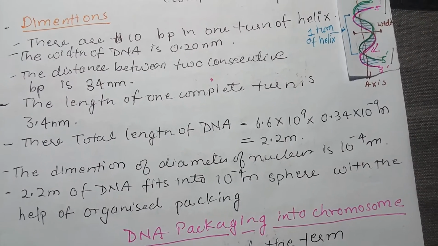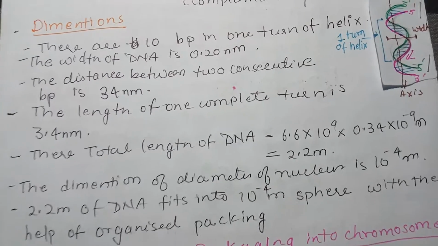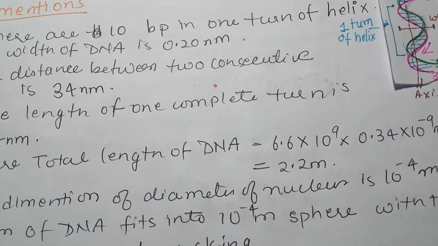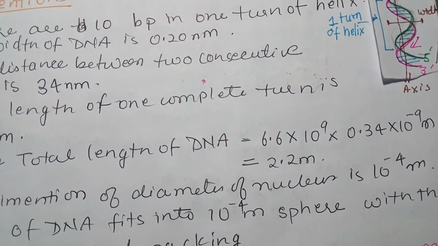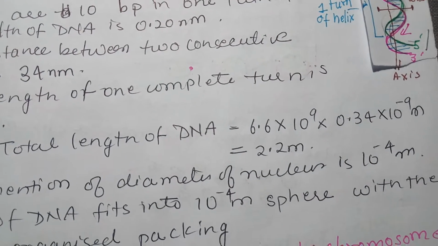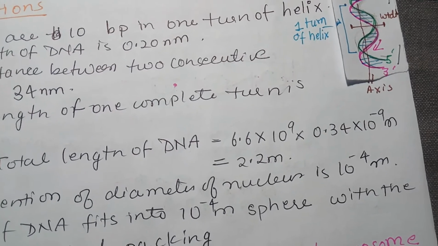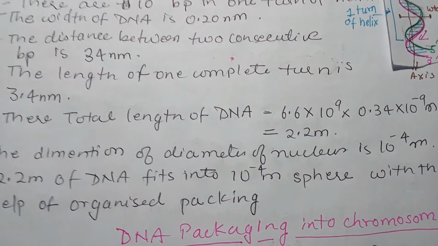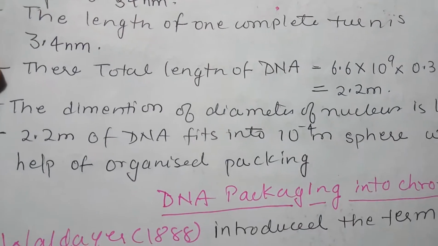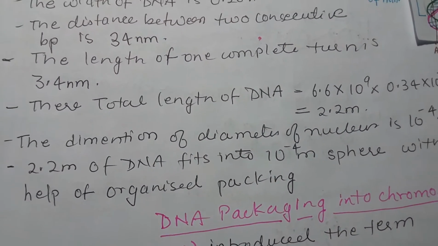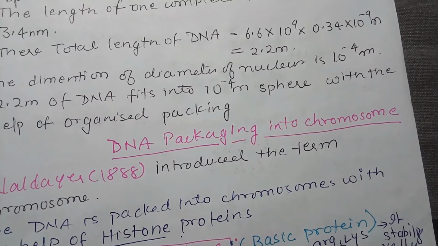The diameter of the nucleus, as you know, is 10 raised to minus 4 meter, whereas you can see the length of DNA is 2.2 meter. So how does such a big DNA fit into a sphere of 10 raised to minus 4 diameter? Okay, so it means what? There has to be some organized packing in DNA, then and only then will such a large structure fit into the nucleus. So DNA packaging, let's talk about that.